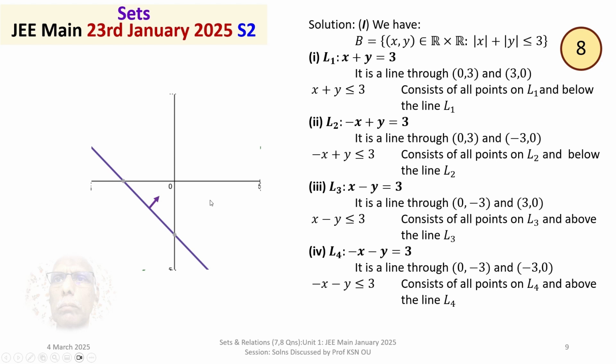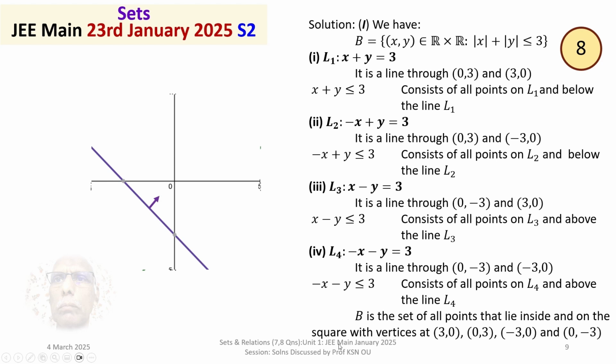Agreed. Now, this is the union of all these things. The union of all these and, not union, I am sorry. And. So, and means intersection. So, therefore, what is B? B is the set of all points that lie inside and on the square with vertices 3, 0, 0, 3, minus 3, 0, and 0, minus 3.